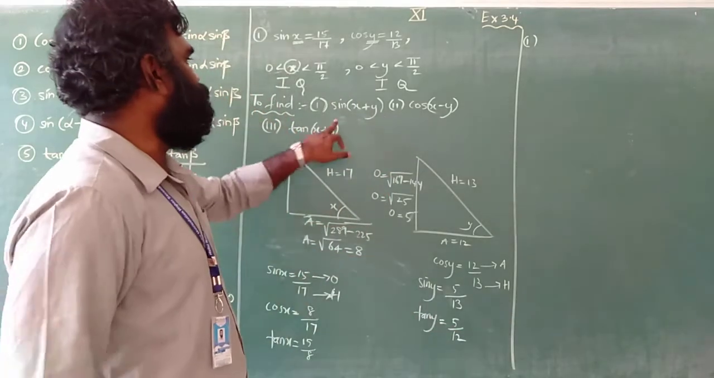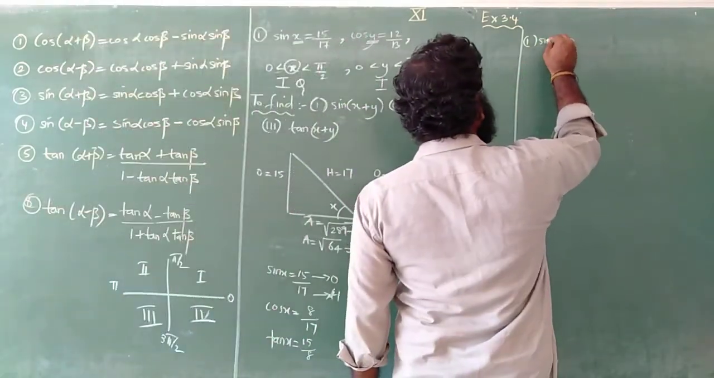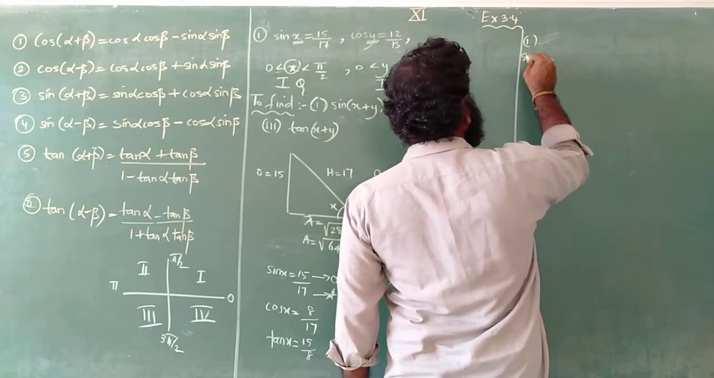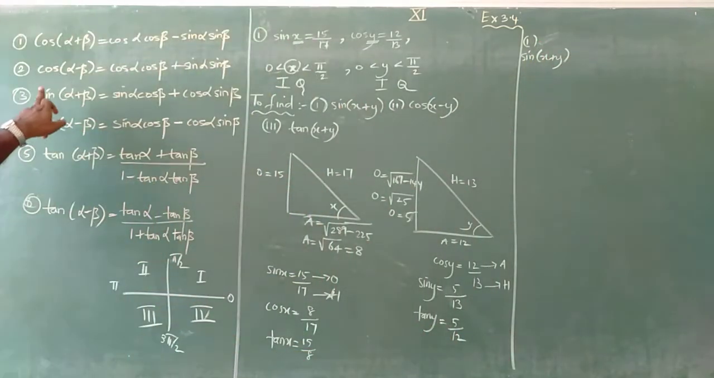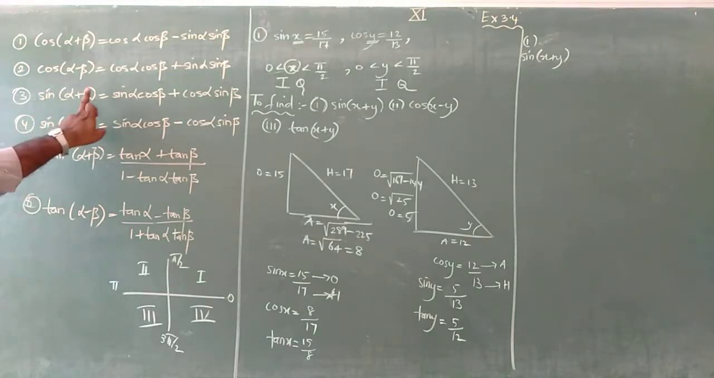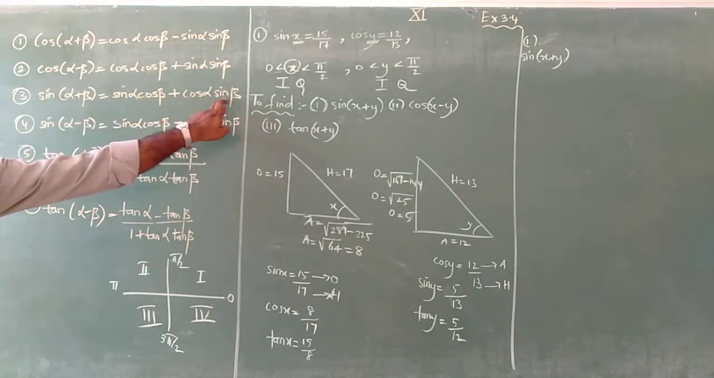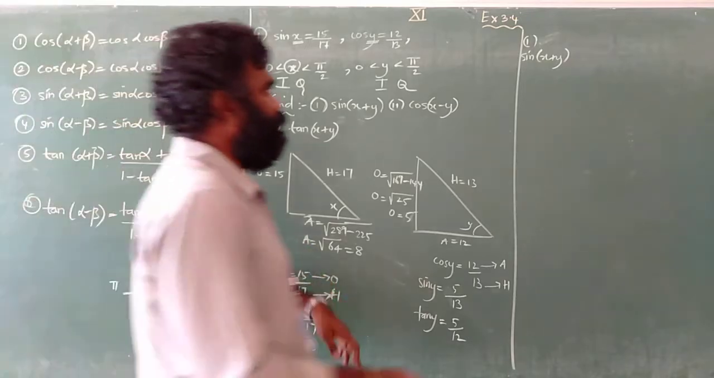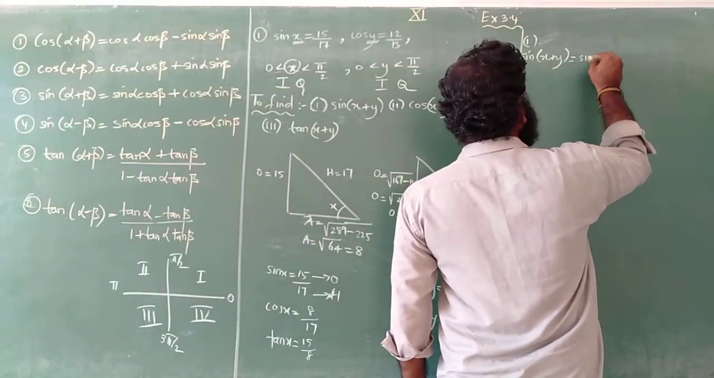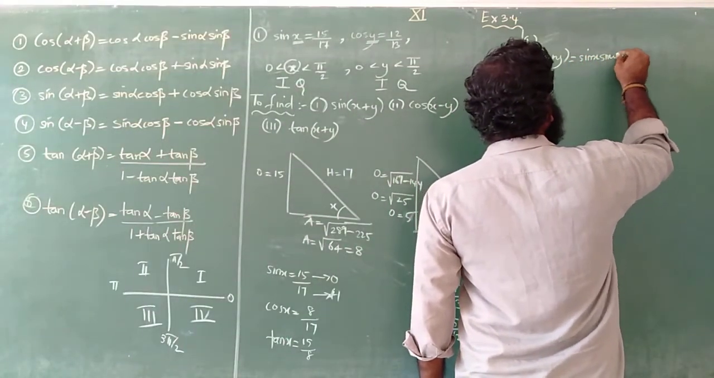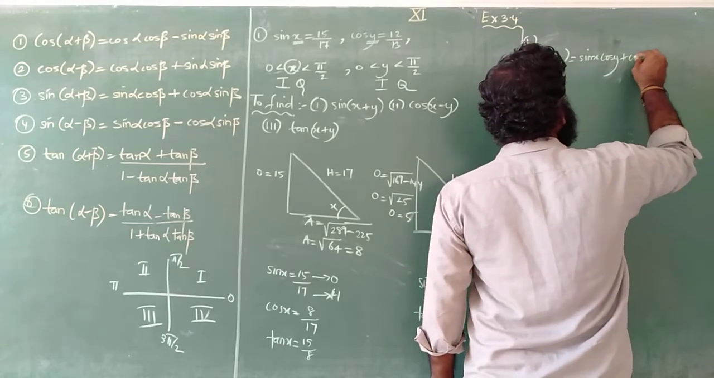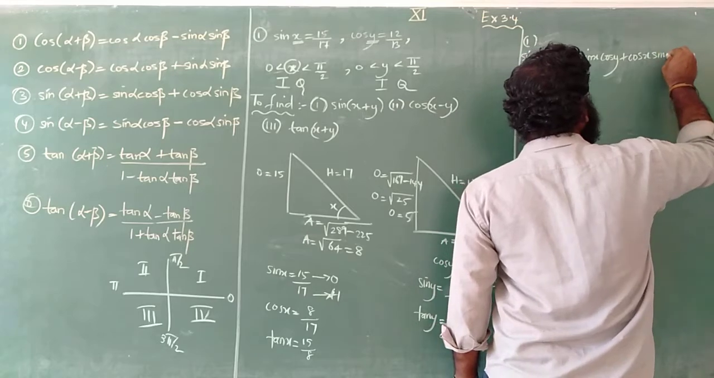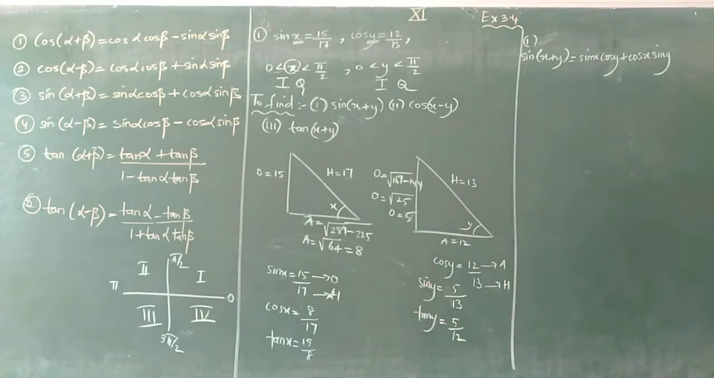So, now apply the formula. Sin x plus y. What is the formula? Sin alpha plus beta is equal to sin alpha cos beta plus cos alpha sin beta. The same formula. Sin x plus y is sin x cos y plus cos x sin y. This is the formula.